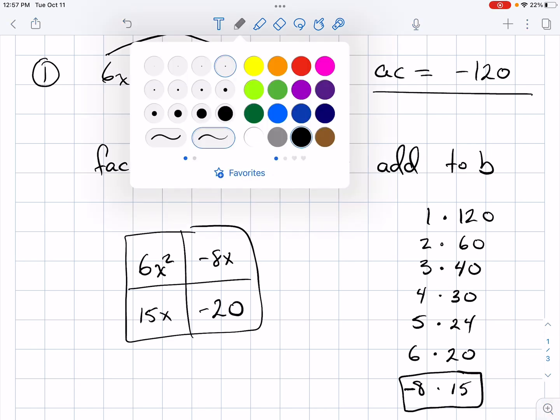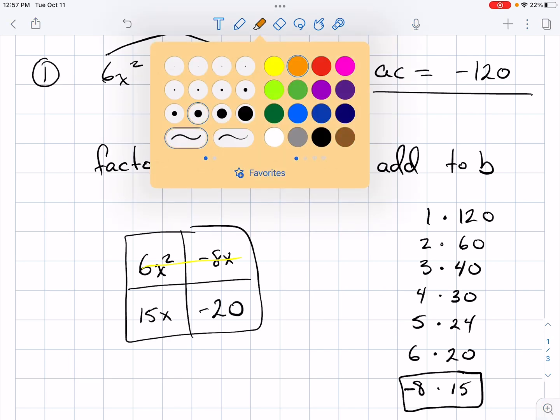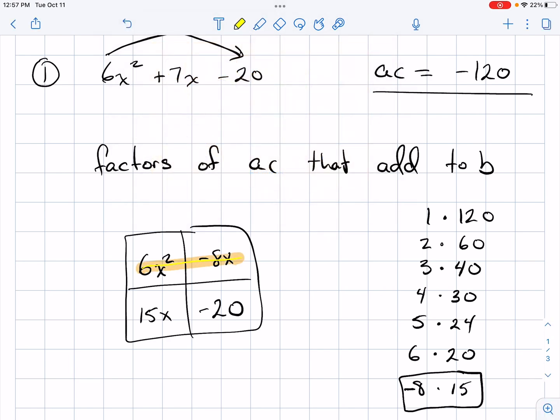Then we look for our GCF on the top row. Let's see, do this with a highlighter. The top row, those have 2x in common. On the bottom row, those are both divisible by 5. And then let's go vertically on the vertical columns. These two are divisible by 3x. And these two are both divisible by negative 4.